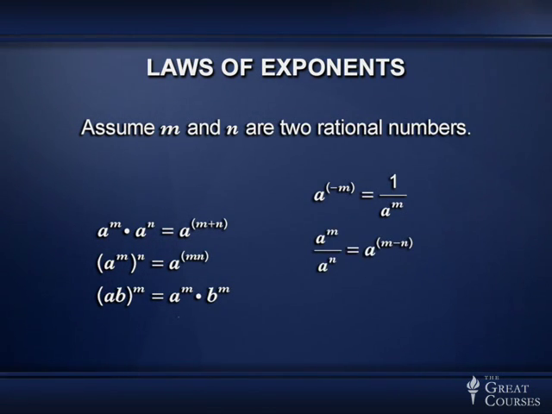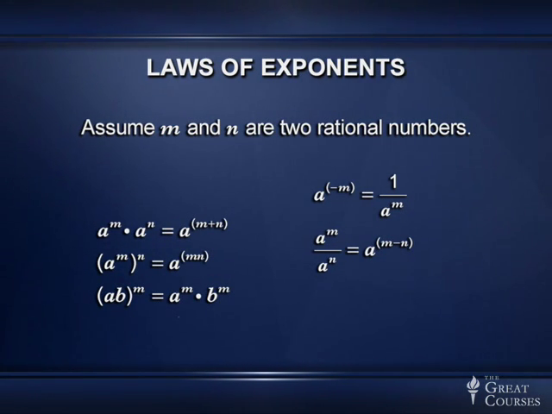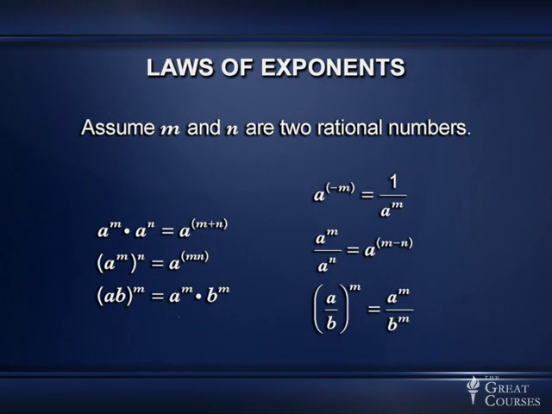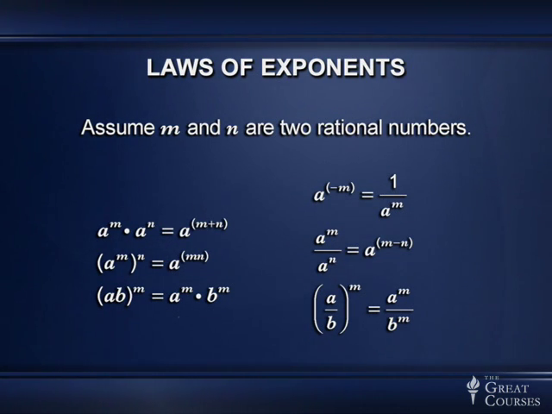If you have a ratio like a to the m divided by a to the n, then it's the same as a to the m minus n. And lastly, if you have a fraction like a over b, all raised to the mth power, then that's the same as a to the m divided by b to the m.